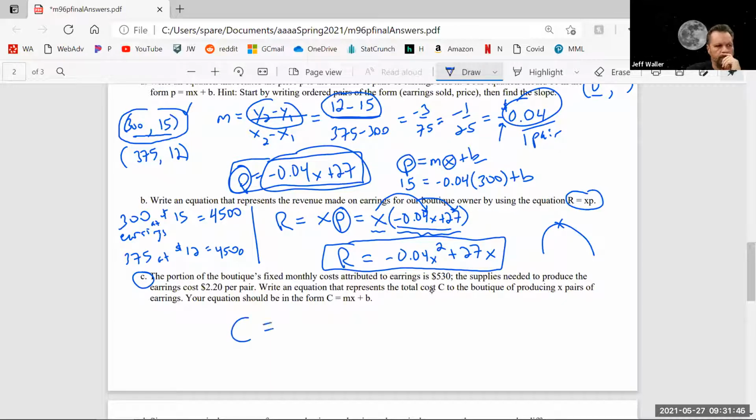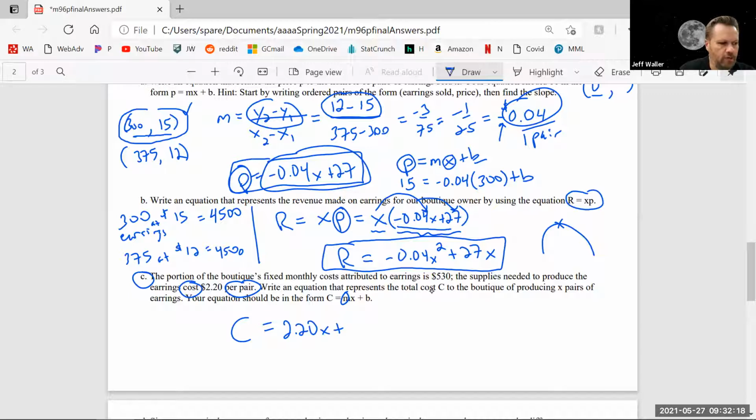X. No. B. No. Oh, it's M. C. Duh. I was waiting for somebody to say C also. No, but it's M. Yes, definitely. Come on, guys. M is a ratio. Slope is a ratio. Cost per pair. So that's going to be M. That's going to be the slope.